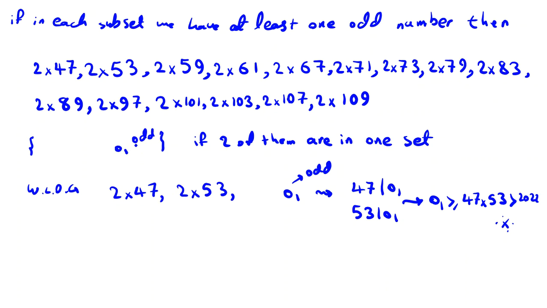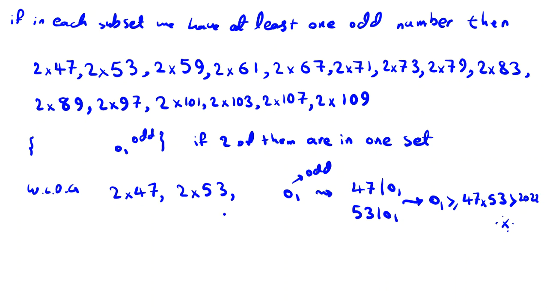Then if we consider the odd number, because we said in each subset we have at least one odd number. This odd number O1, because these two have GCD 2, so O1 and this number must also have GCD greater than 1 by the assumption of the problem. Because it is odd, the GCD of O1 and this number is 47, and of O1 and this other number is 53, so 47 divides O1 and 53 divides O1, so the LCM of 47 and 53, which is 47 times 53, divides O1. So O1 is at least 47 times 53, which is greater than 2022, and that's a contradiction.